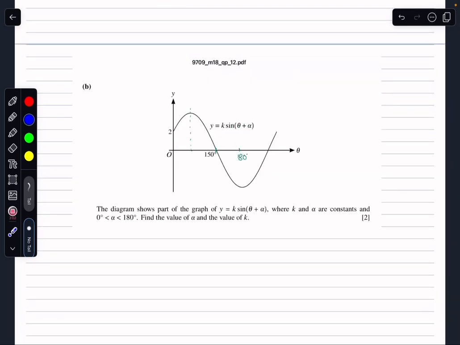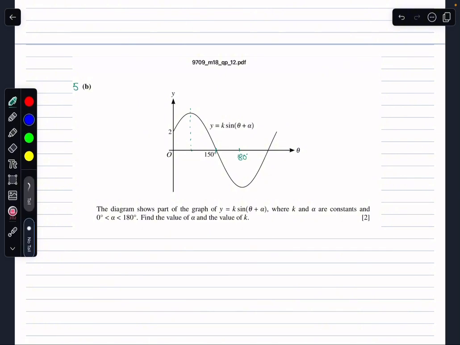The next question that I've chosen to explain the concept is from February March 2018, and it's question paper 1 variant 2, and it's part B of question number 5. It's question 5 part B.